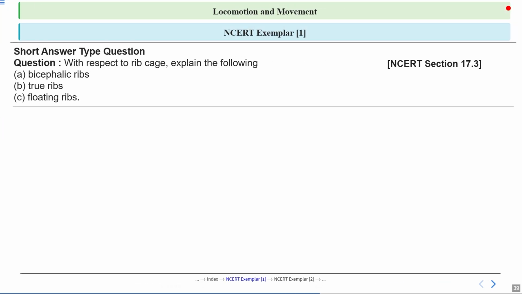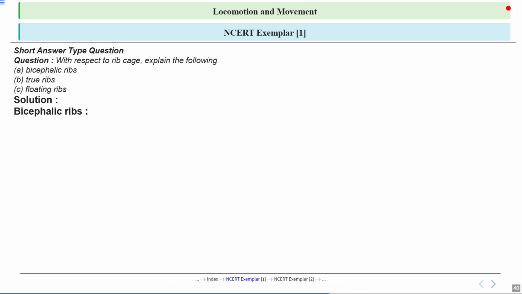Now this is question number 1 of short answer type, and the first question here is, with respect to rib cage, explain the following. We have to explain these 3 types of ribs. Let's discuss the answer in detail. Let's talk about bicephalic ribs. These refers to the 2nd to 10th pairs of human ribs, which has 2 heads or ends, allowing them to attach to 2 different vertebrae, providing more flexibility and strength in the ribcage structure.